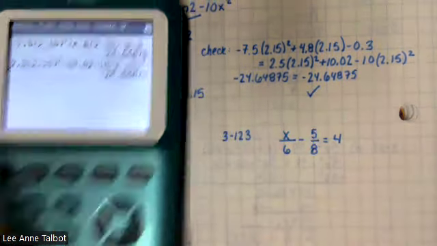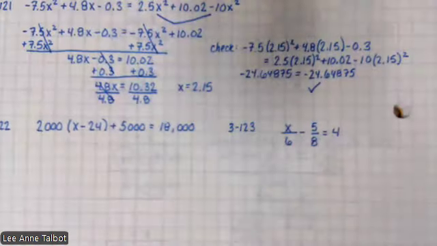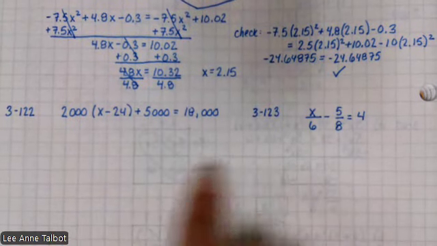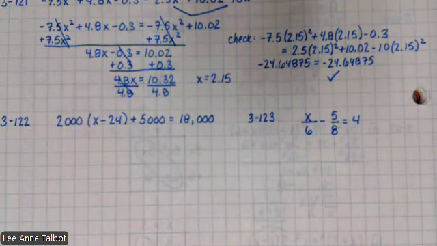Okay, so this is what I would like you to do. I would like you to set up number 122 and 123. I would like you to do number 122 on your own and show the check. Again, don't do 123. That one's for all of us to do together. Do number 122 on your own and show the check.